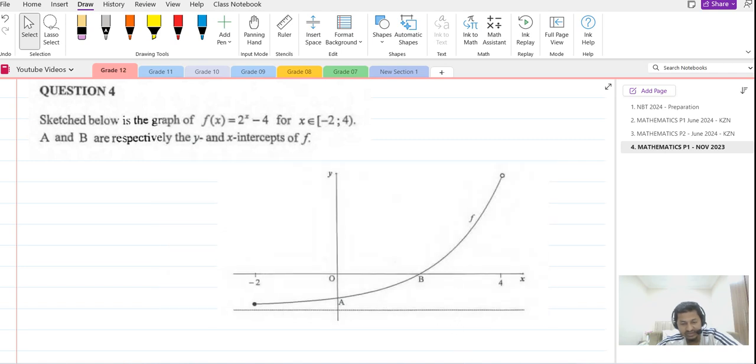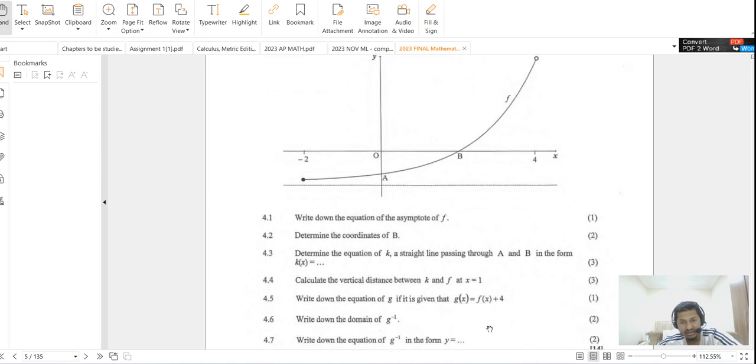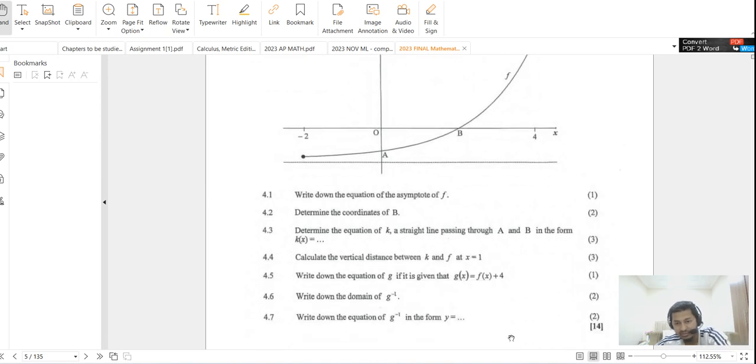Right, so question number 1, let's see what it says. Question number 1: write down the asymptotes of f, determine the coordinates of B. We'll take both the questions, right?